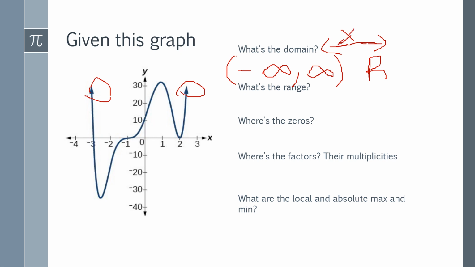The range is going to be going from down to up. It's going to be your y values. So when we look at this graph, it starts off around -30. But as I go up, I see an arrow, and that means go to positive infinity. So -30 to positive infinity.